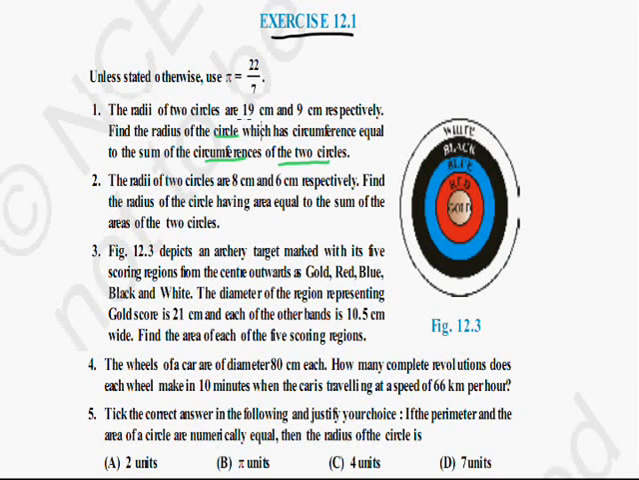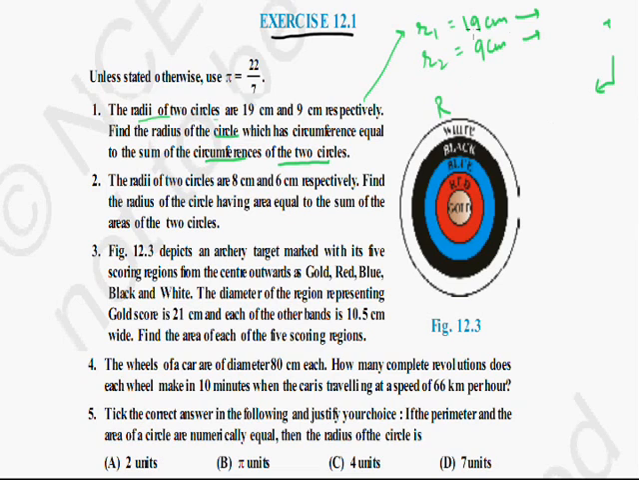Now the important thing is it has given the radii of two circles. Let's say R1 is 19 cm, and the second circle is also there, let's say R2, that is 9 cm. Now we have to find the radius of the third circle. Let's say the radius of the third circle is R. The condition given here is that the circumferences of the first two circles, when we add them, give the circumference of the third circle.